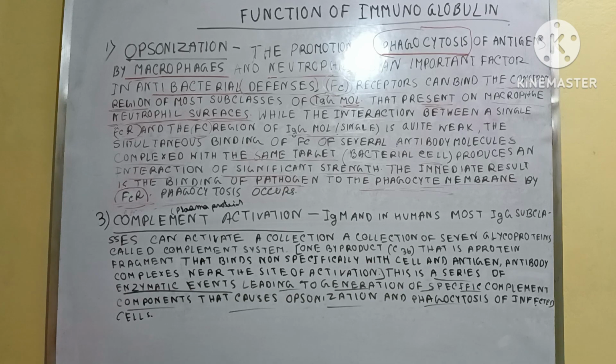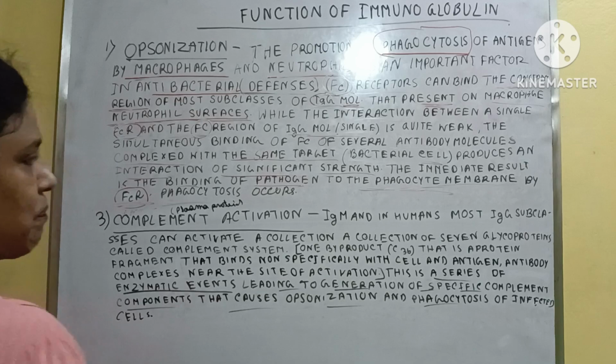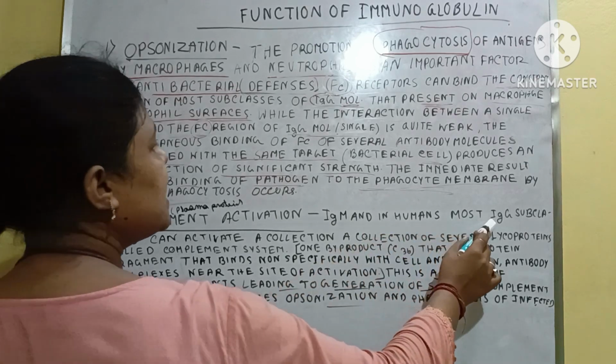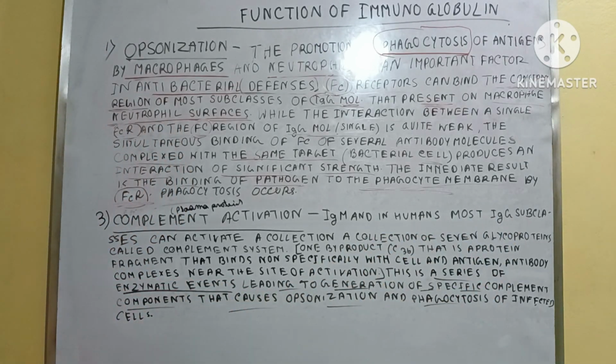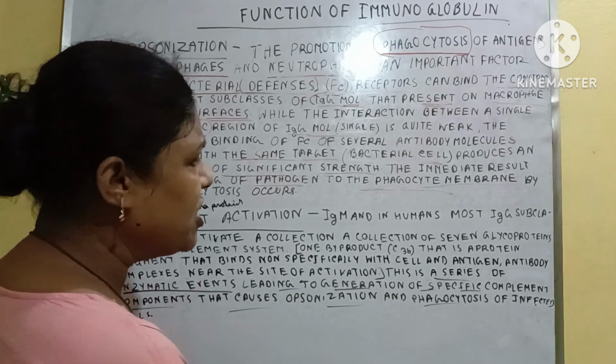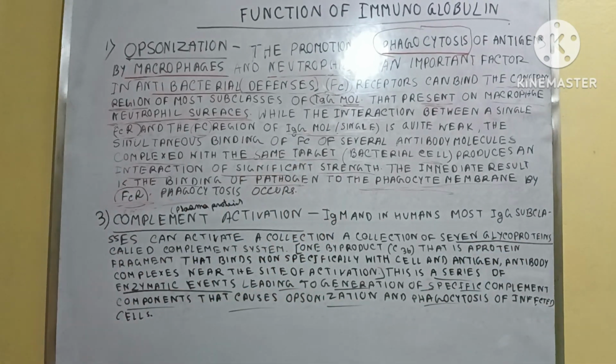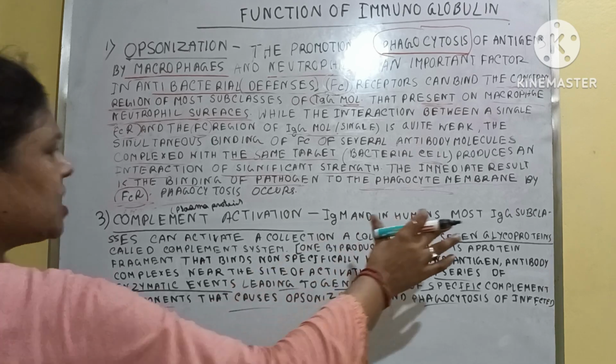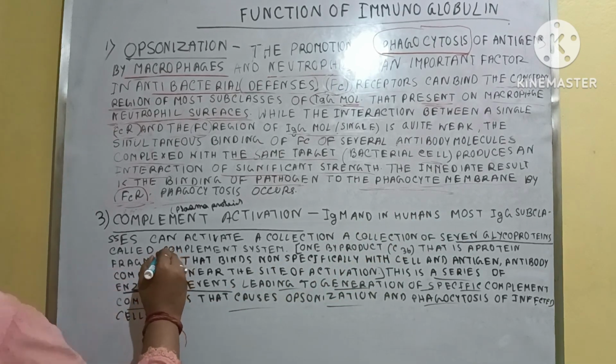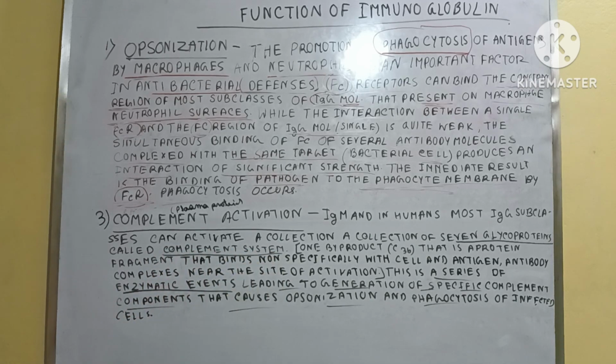And this is seen in IgM, or in the case of humans, obviously IgG immunoglobulin. Okay, I just mentioned that 7 glycoproteins are there, which are known as the complement system. How many glycoproteins are there? 7. Okay, 7 glycoproteins are there.